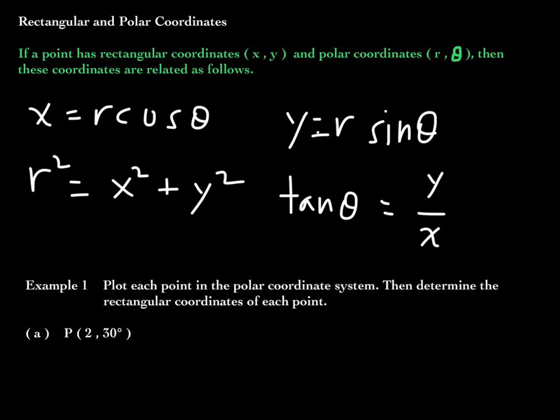Check out this first example. Plot each point in the polar coordinate system, then determine the rectangular coordinates of each point. So here, notice that r is equal to 2 and theta is equal to 30 degrees. So what does that mean? That means that point P is located 2 units from the origin in the positive direction, positive because 2 is positive, on a ray making a 30-degree angle with the polar axis.